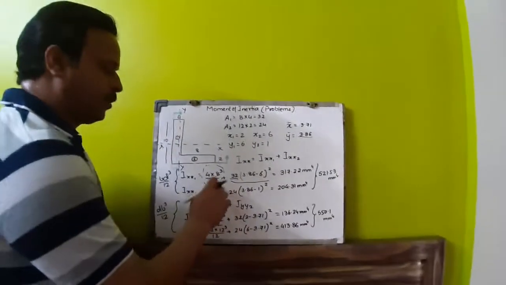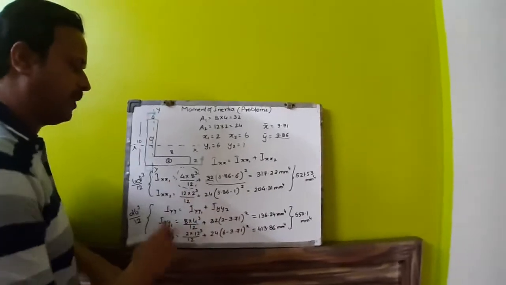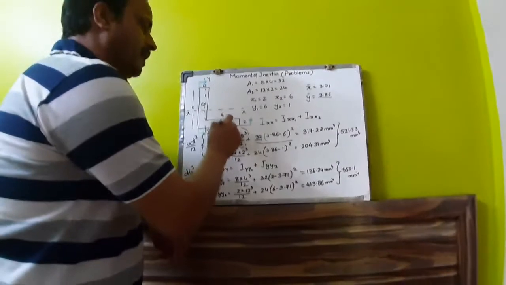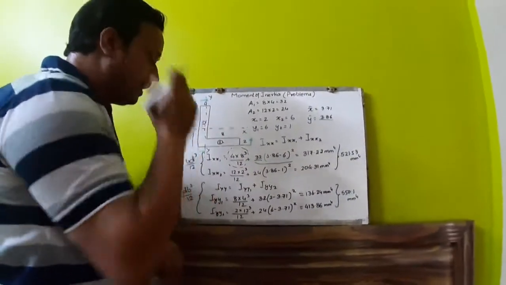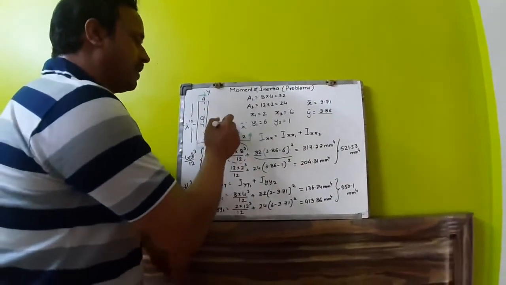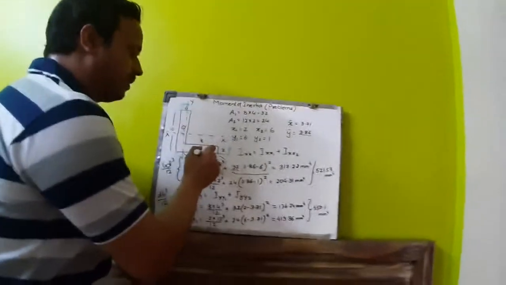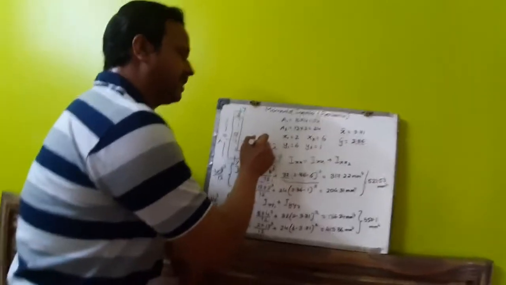So this is 12 into 2 cube by 12. Now this is the moment of inertia about its own centroidal axis. That means somewhere here at a distance of 1, you need to find out about the centroidal axis, this one. So from the reference frame this distance is 1. From the same reference frame this distance is 3.86.